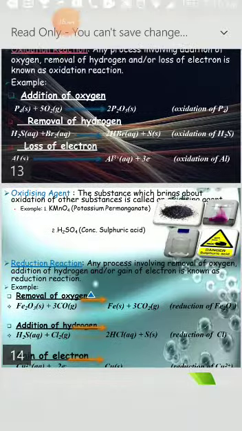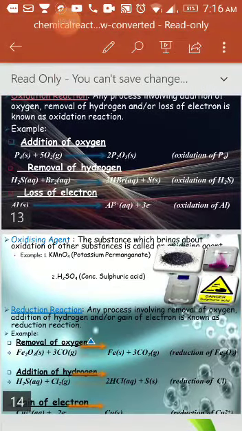Some reactions are there in which both oxidation and reduction take place simultaneously. Such reactions are known as redox reactions.